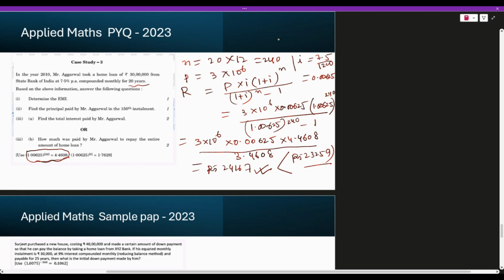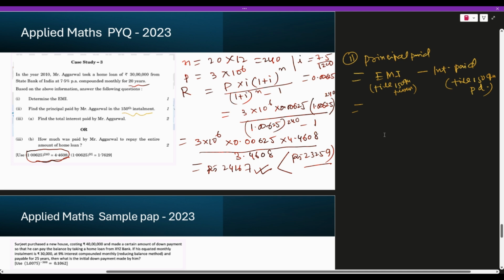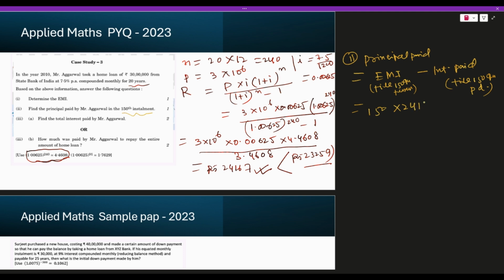Next parts of the problem. The principal paid, I gave you the formula. Principal paid will be what? That EMI minus interest paid. Which installment? 150th. So EMI till 150th period, interest paid till 150th period. This was really big sum. So this is going to be what? EMI till 150th period. The EMI is fixed. How much is the EMI? 24167. This minus interest paid, you have to find.